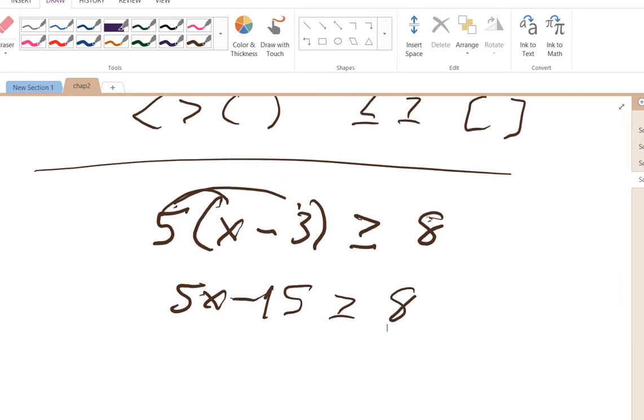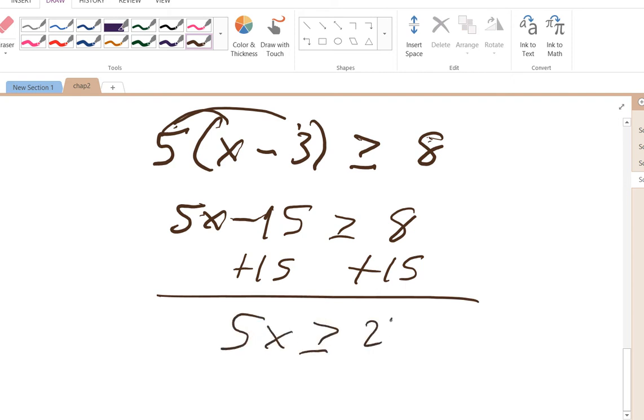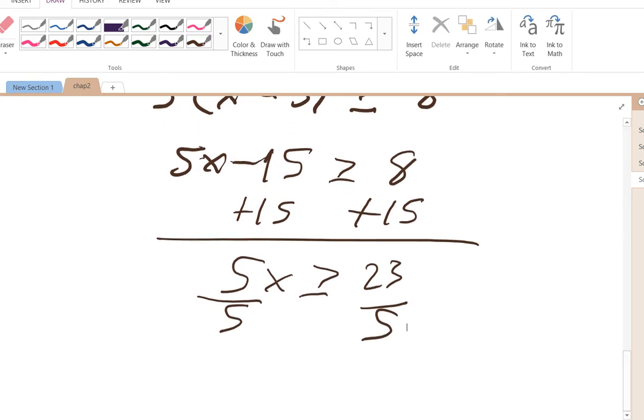So we have that. Then we're just going to add this 15. 5x is greater than or equal to 23. And we'll divide this by 5. So we're going to get x is greater than or equal to 4.6, I think that turns out to be.